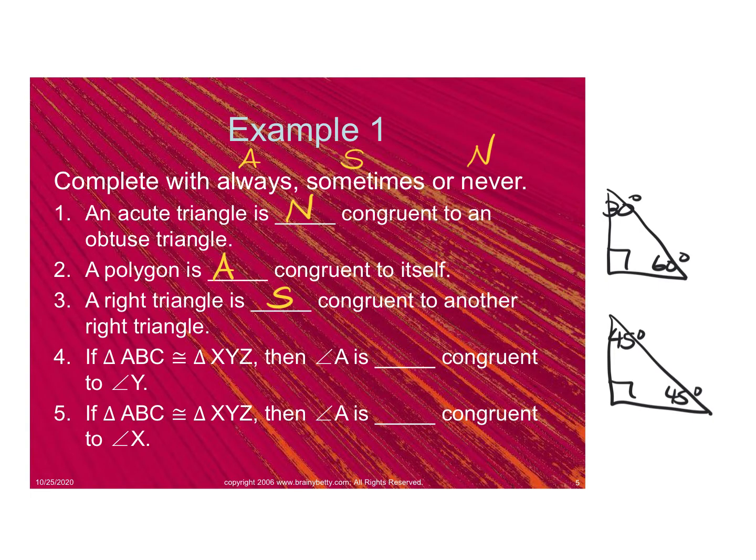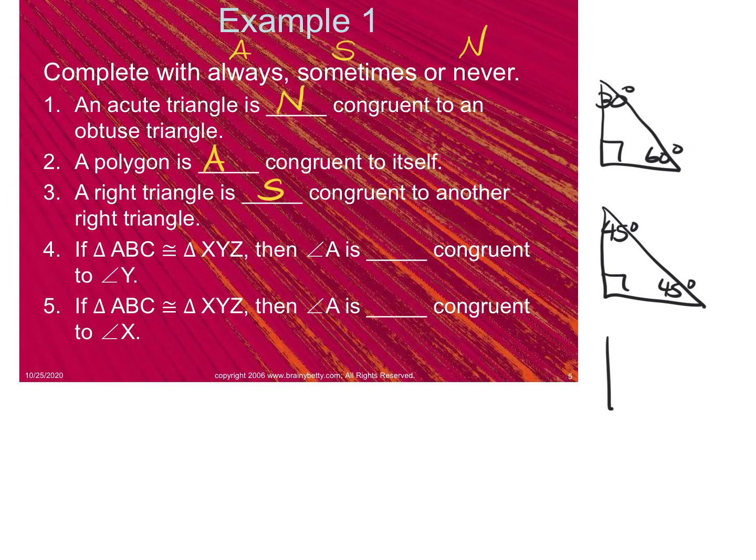Now, if I would have given you 2 45/45s, that would be the case when they would be congruent. These 2 are congruent, but this one is not congruent to that one because it does not have all 3 angle pairs being congruent. So that's why it's sometimes.